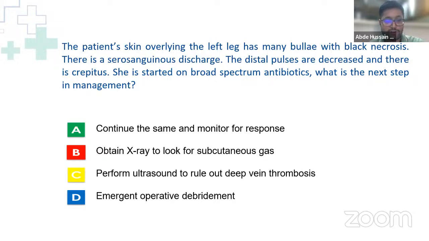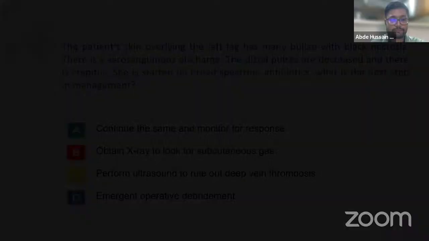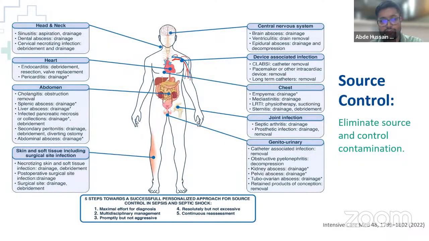Either we continue the same and monitor for the response and obtain an X-ray to look for subcutaneous gas, perform ultrasound to rule out DVT, or emergent operative debridement. So like I said, source control: once it is achieved, only then can we de-escalate an antibiotic.